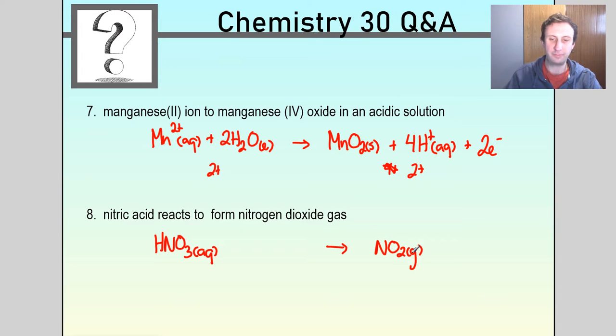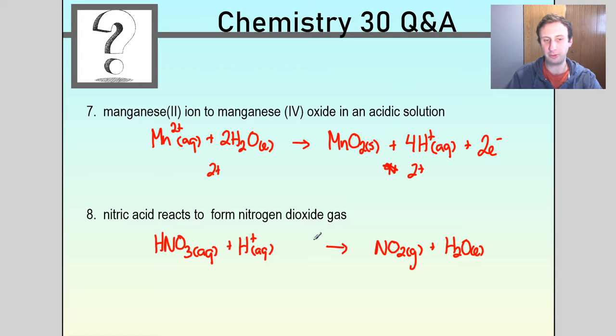So now I have one N, one N. So for my non-HO atoms, they're balanced. It's all good. Now I take a look at my O's. I have 3 O's here. I have 2 O's here. So I need to add a water to the right to get another O. So now I'm at 3 and 3. I now have 2 H's here, 1 H here. So I actually need an H positive on the left in order to make H equal.